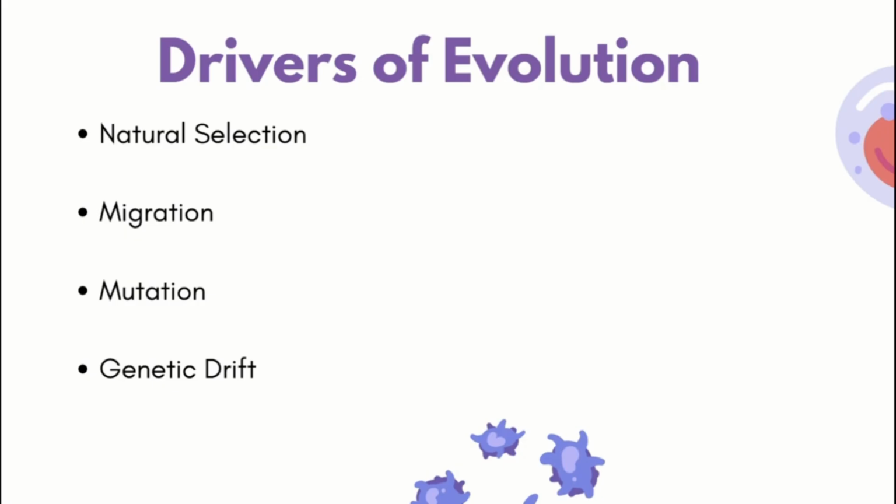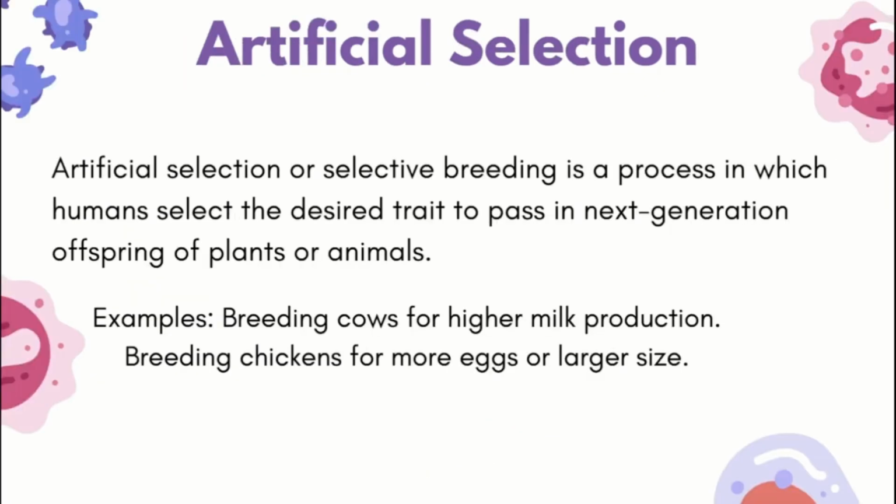Migration is very simple. It's another driver of evolution. It's basically when a species or a population moves from one place to another. Then you have mutations, a change in the DNA sequence. You have genetic drift, which is completely random, and it causes changes in the allele frequency. So basically, these four are drivers of evolution. They can affect how the population will look later on down the line.